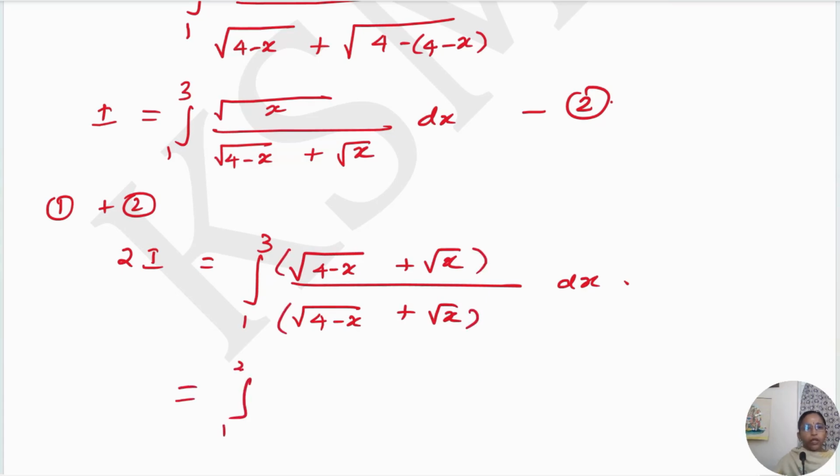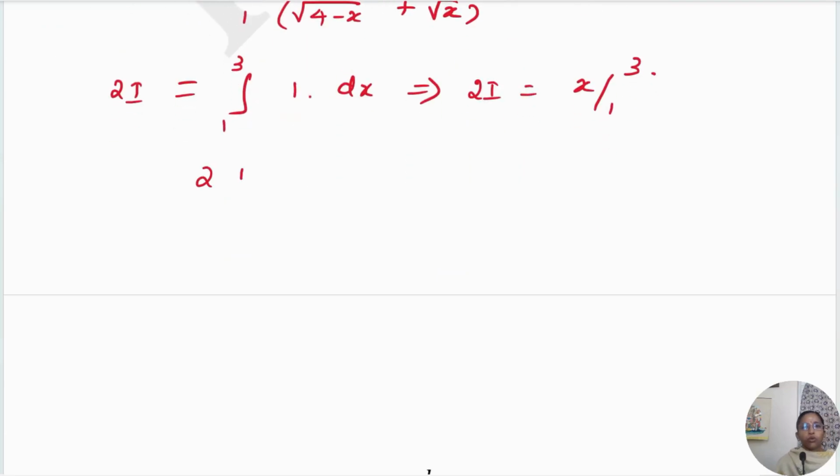So integration 1 to 3, 2 times I. Integration 1 to 3 is 1 into dx. So 2I is equal to x with the limit 1 to 3. So 3 minus 1, 2. So 2I is equal to 2. So I is equal to 1, 2 divided by 2, which is equal to 1. So this is our final answer.